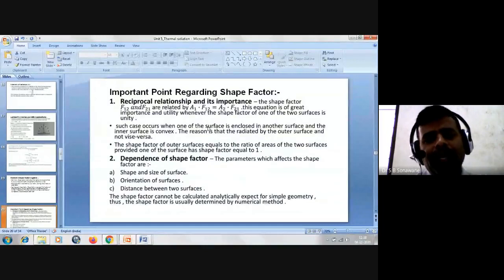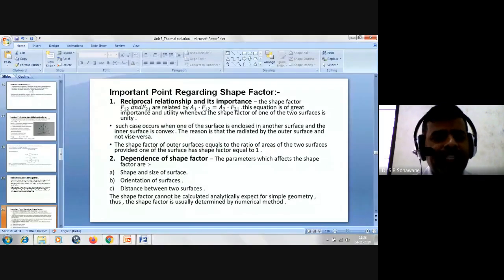Now we have two surfaces. These two surfaces have areas A1 and A2. And F stands for shape factor. If I write F12, it means the shape factor of surface 1 with respect to surface 2. Similarly, if I write F21, it is the shape factor of surface 2 with respect to surface 1.